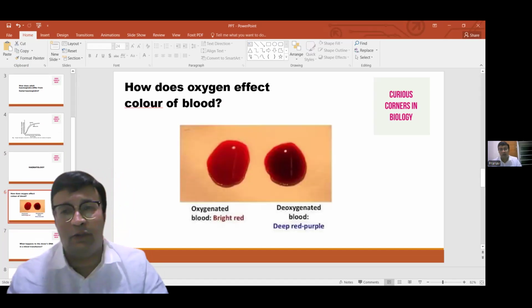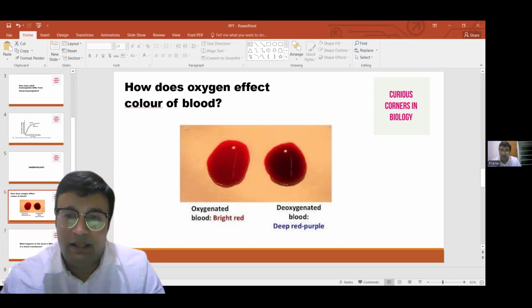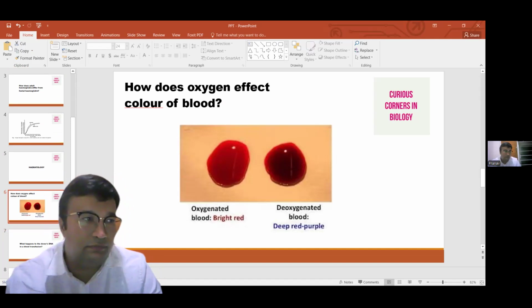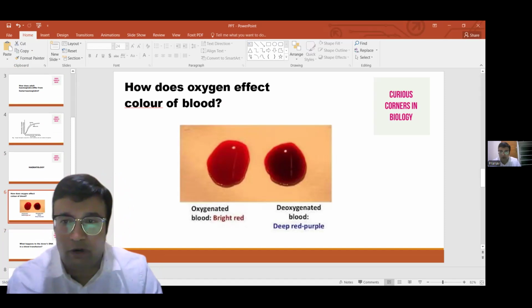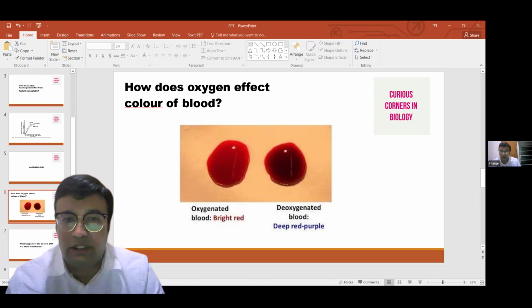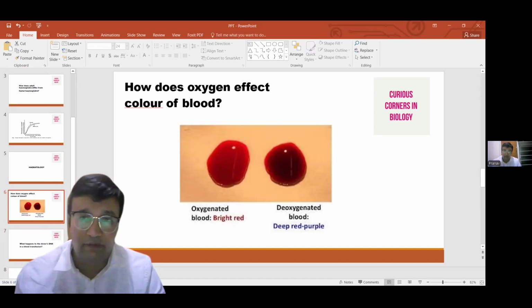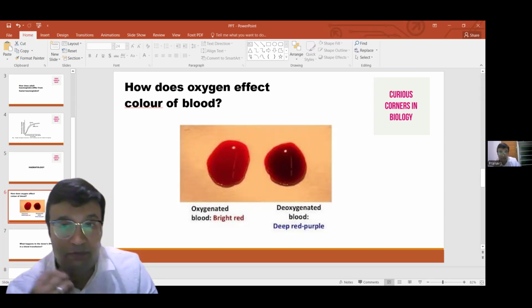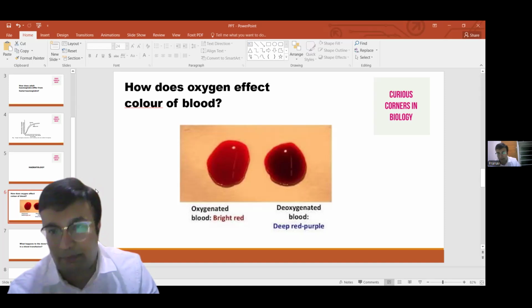So the first question is very simple. This has aroused much curiosity from our childhood. Okay. How does oxygen affect the color of blood? See, we know that blood in arteries is bright red and blood in veins is deep red purple.